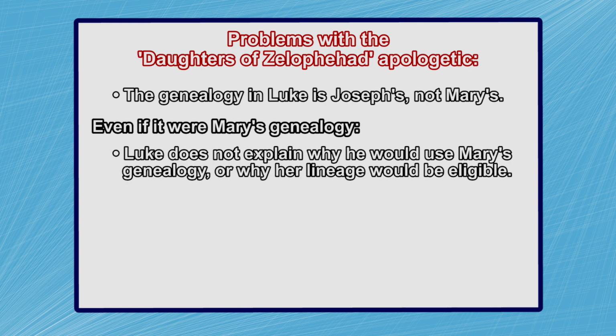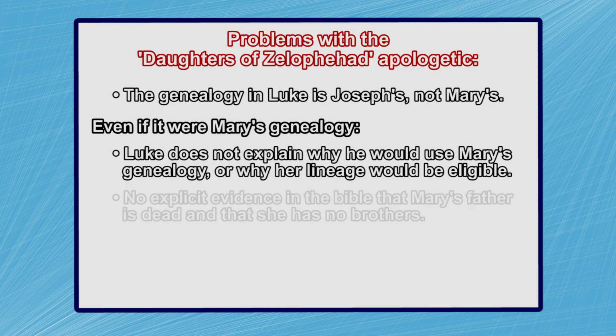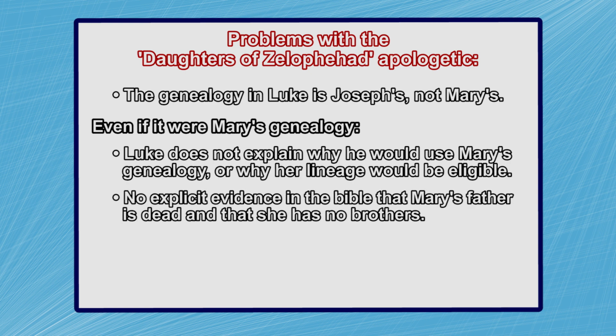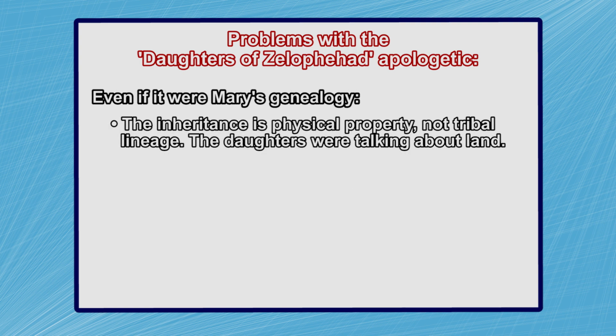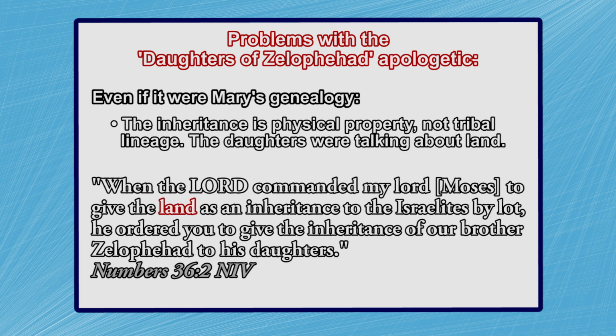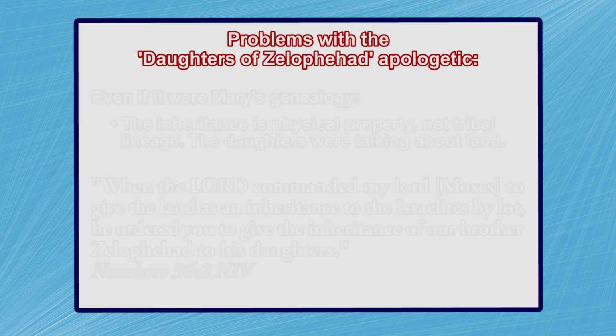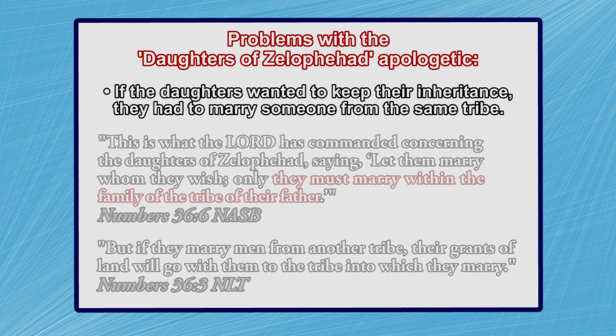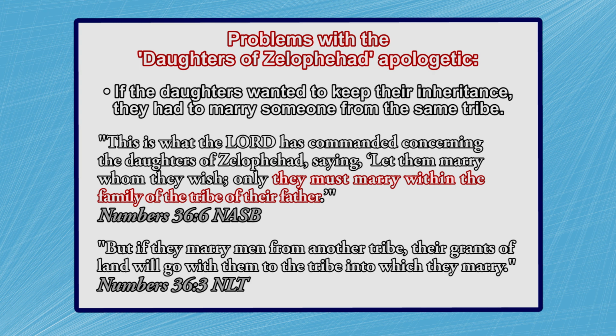In order for this inheritance law to apply, Mary's father would have to be dead, and she must not have any brothers. This cannot be explicitly confirmed in the Bible. The inheritance spoken about is physical property, not tribal lineage. The daughters of Zelophehad were talking about land. If the daughters wanted to keep their inheritance, they had to marry someone from the same tribe as them. If they marry someone from another tribe, then their land inheritance becomes the property of their husband's tribe.